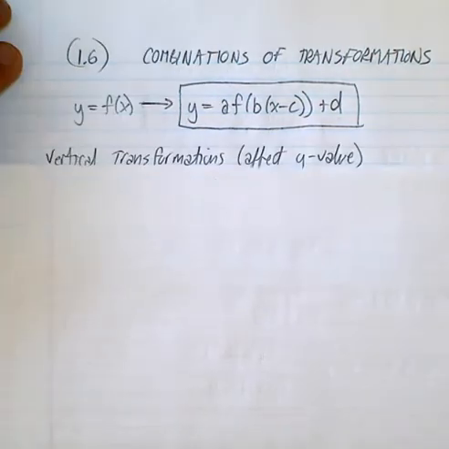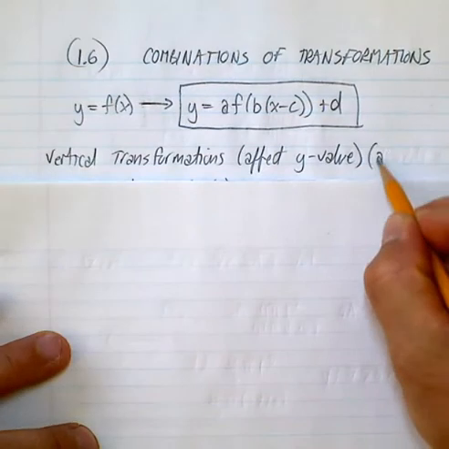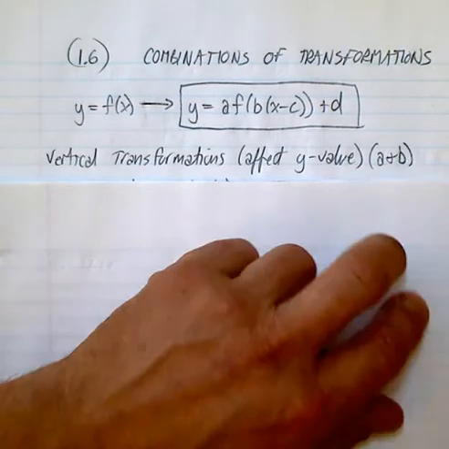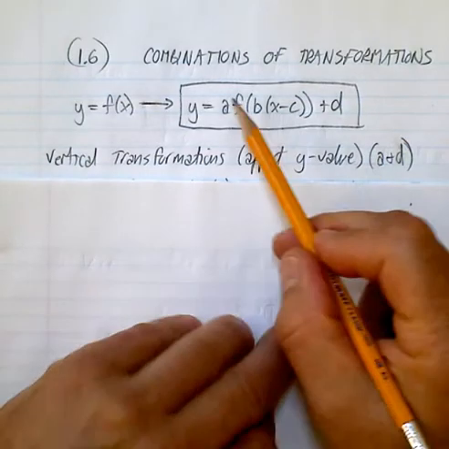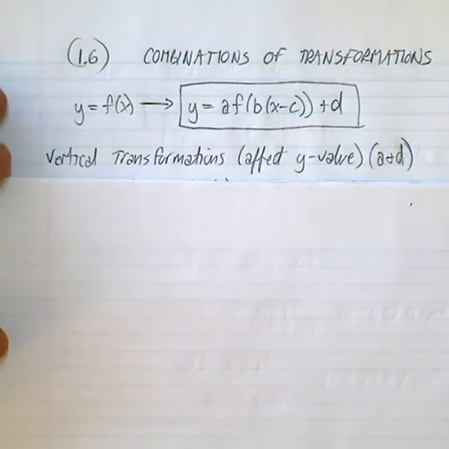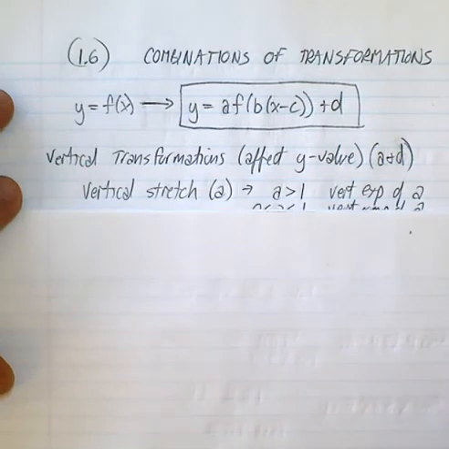First of all, we're going to look at vertical transformations, which affect the y value, and these are the a and the d. The a and the d, not the b. The a and the d values in your transformed function there. And the vertical stretch is the first thing we're going to look at, which is the a.